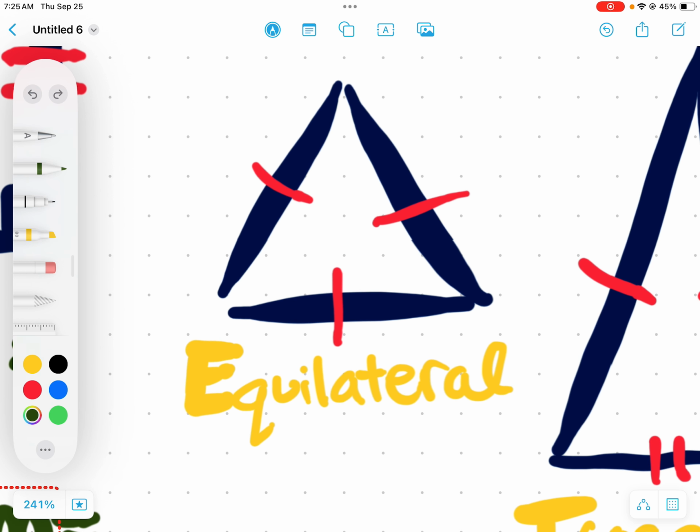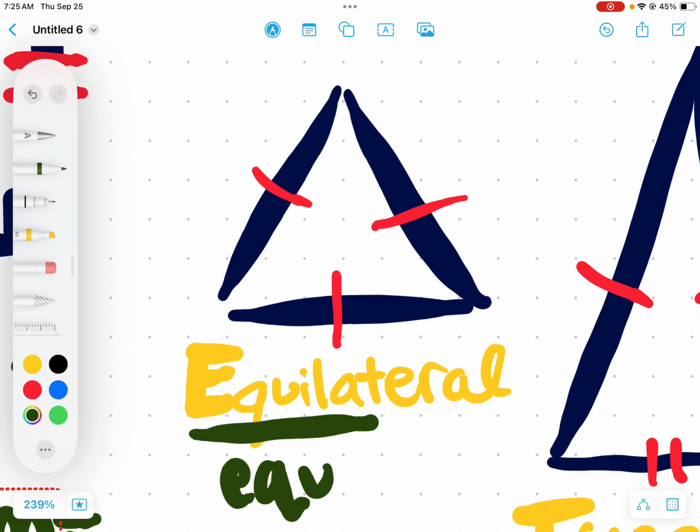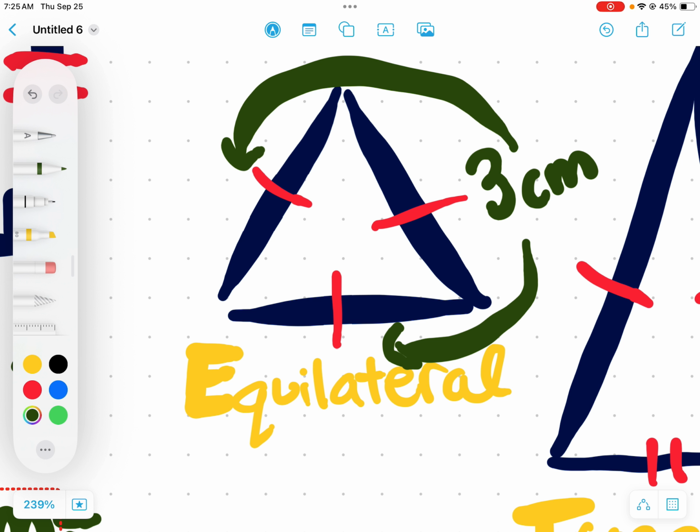An equilateral triangle is where all the sides of the triangle are equal. That's why they have the same number of tick marks. And notice that the word equilateral kind of has the word equal in it. That's because all the sides of an equilateral triangle are equal. So if this side were 3 centimeters, that means all of the sides are 3 centimeters.